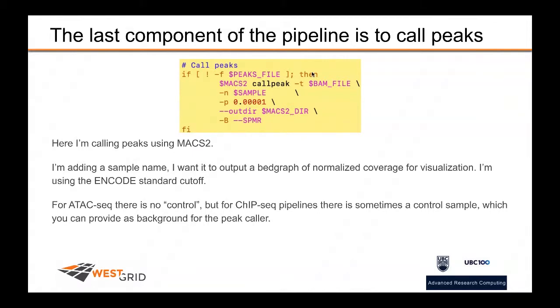For some types of enrichment, for example ChIP-seq, there is a control which we can set with the -c option. And if you explore those other scripts, you'll see that -c option for the control.